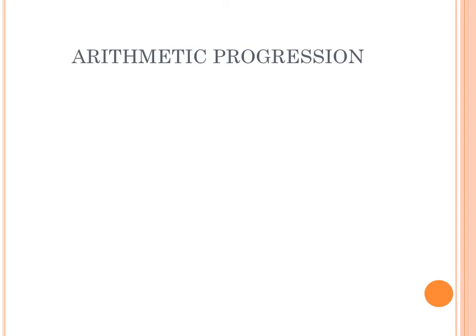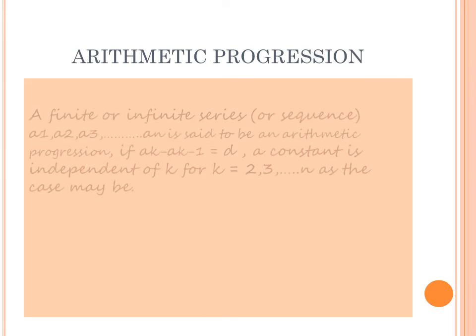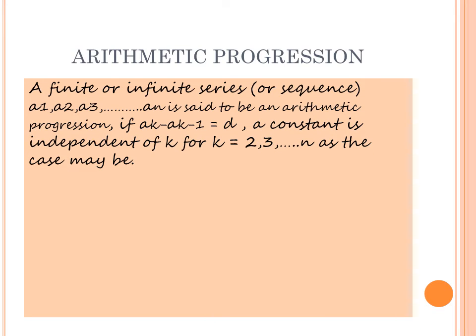The word arithmetic in itself explains either addition or subtraction, and the word progression means progress, improvement, and any sequence that has a certain progression by addition or subtraction is called an arithmetic progression.